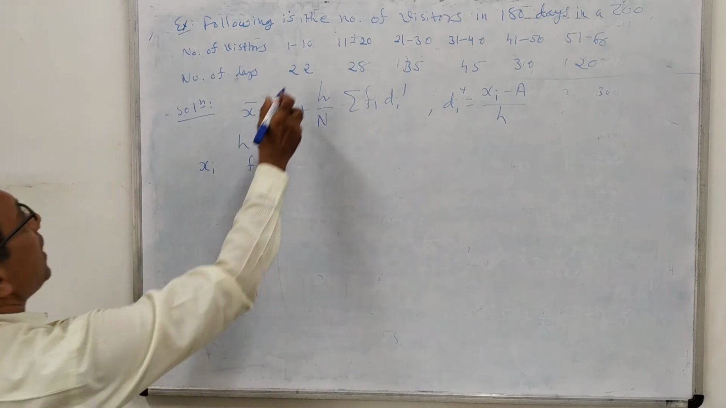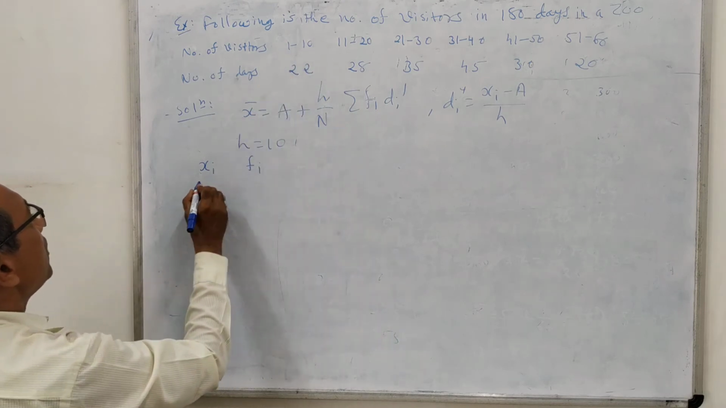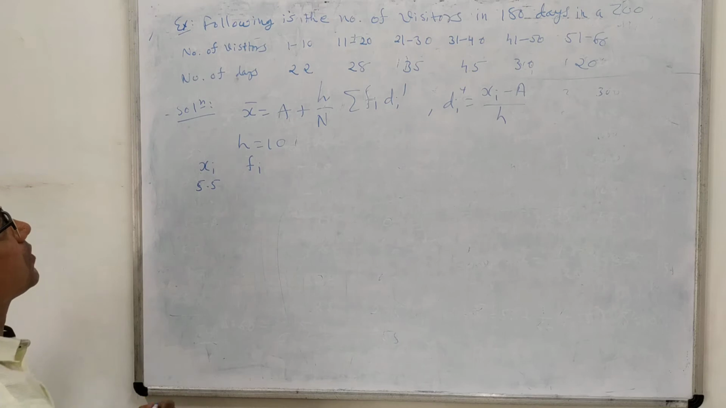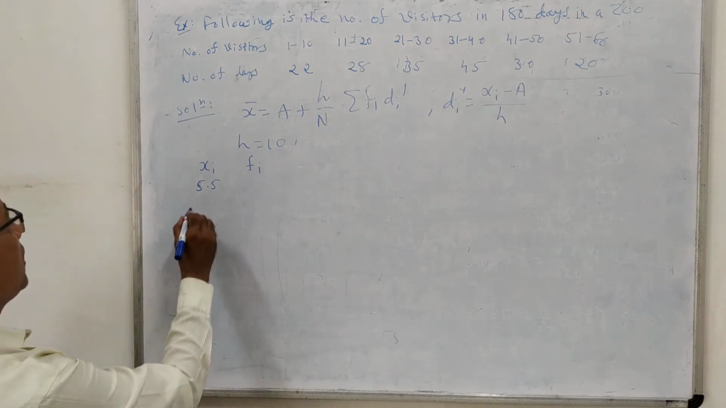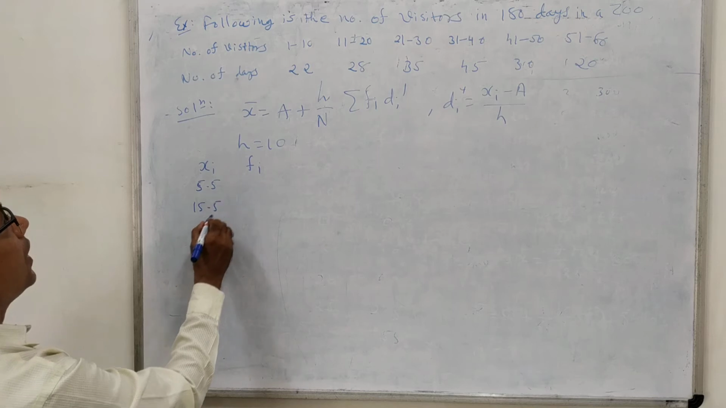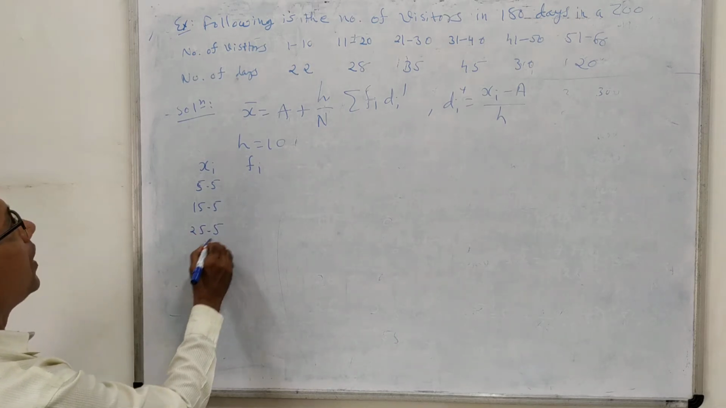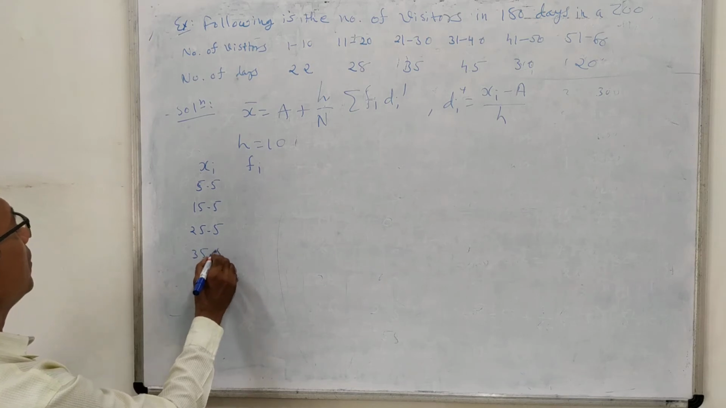So xi means 1 plus 10 by 2, 11 by 2 means 5.5. 11 plus 20 means 31 by 2, 31 by 2 means 15.5. Then it will be 21 plus 30 means 25.5. 35.5.